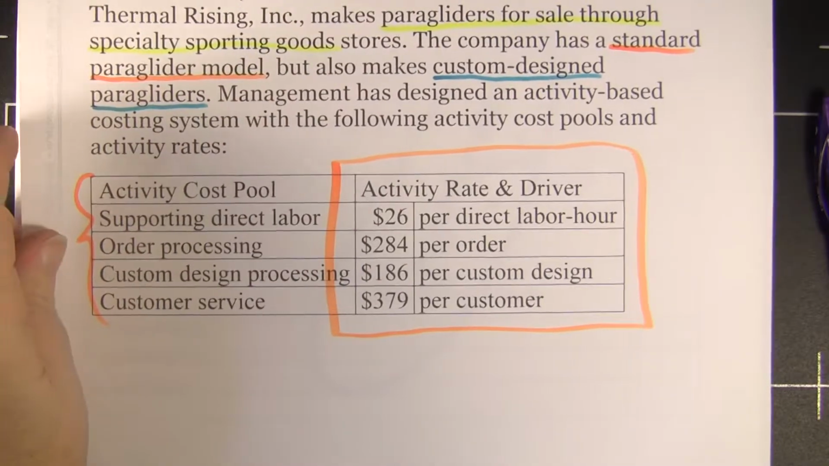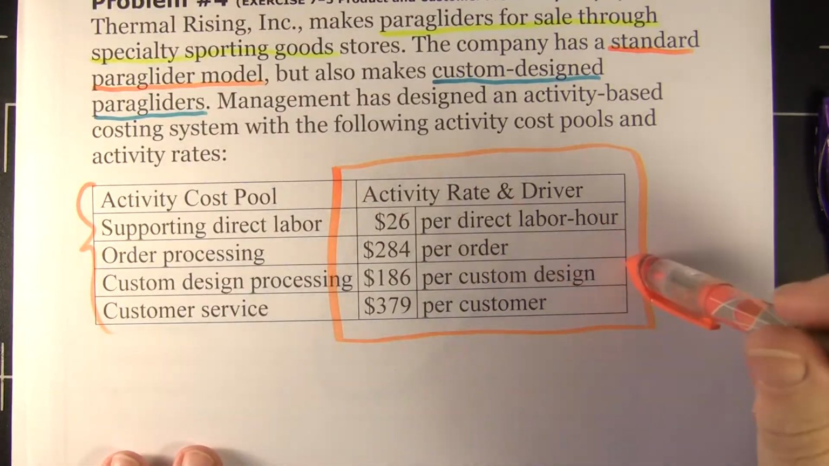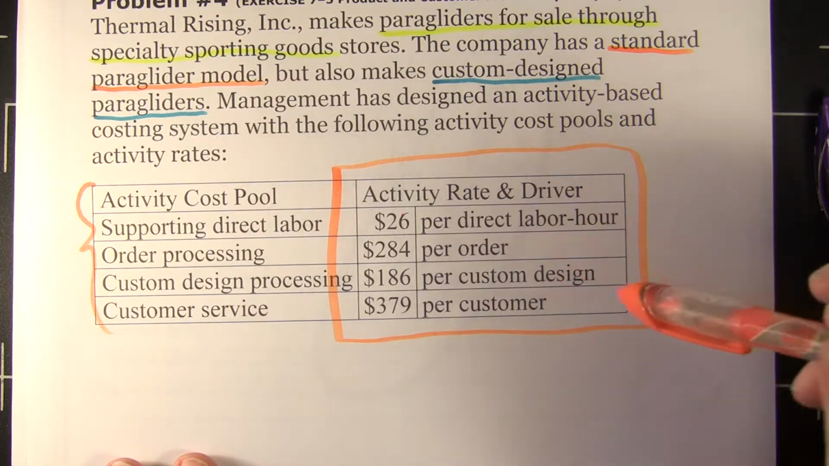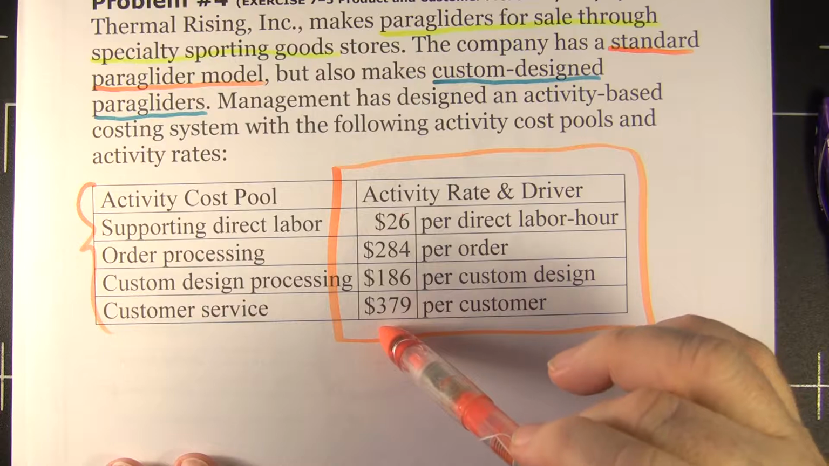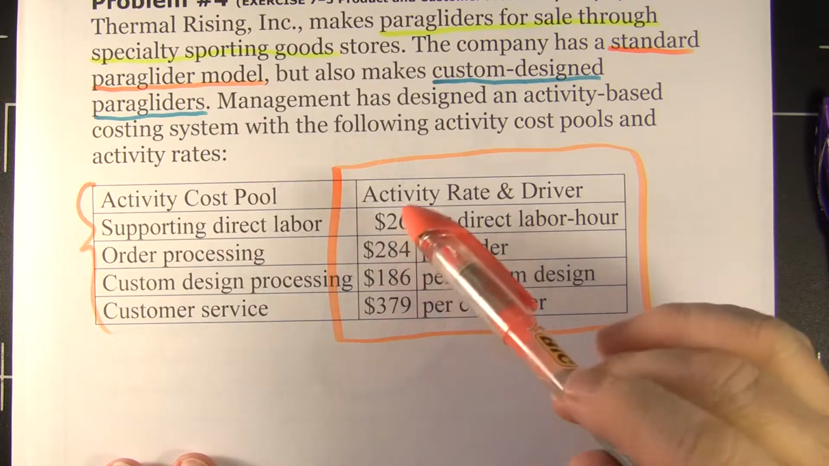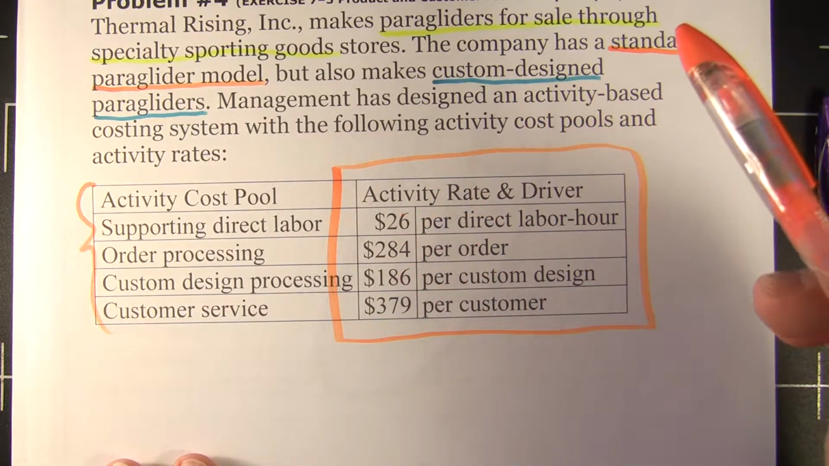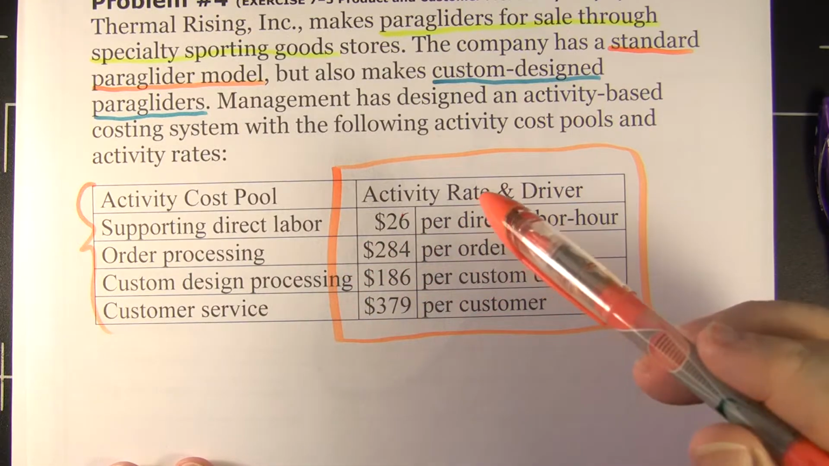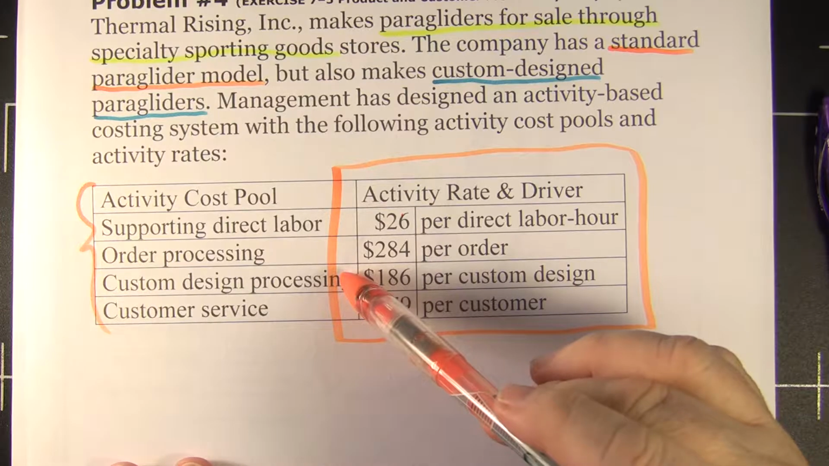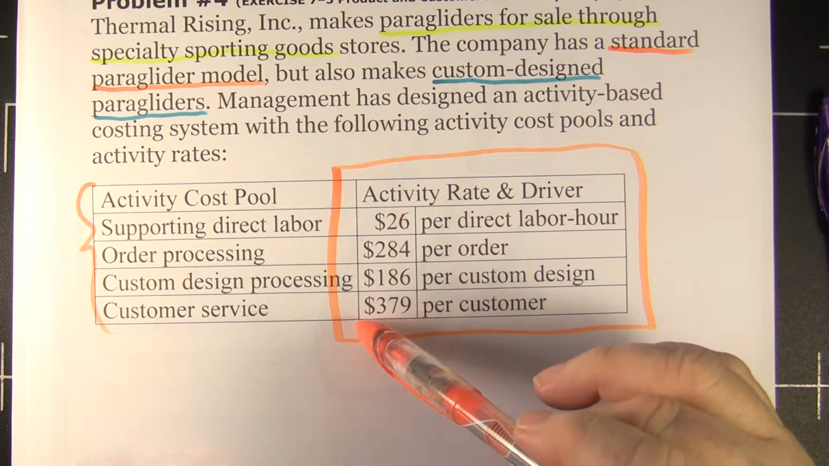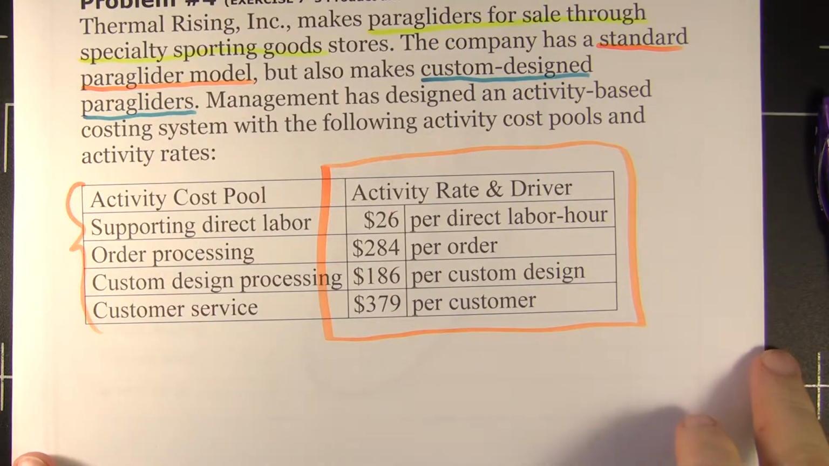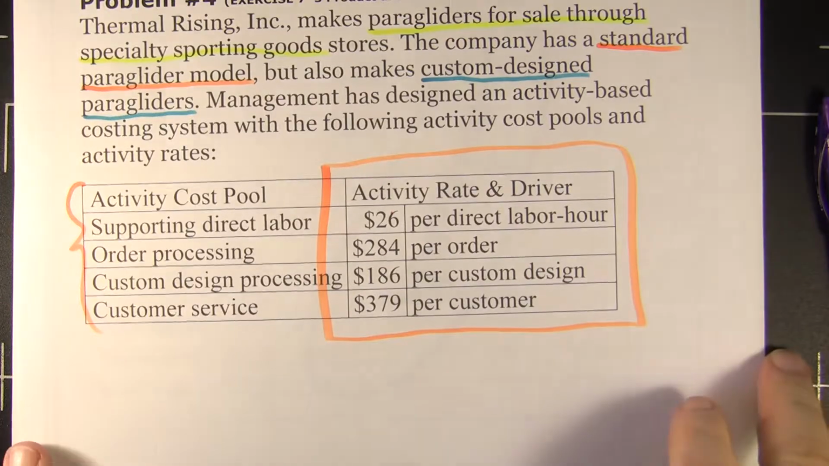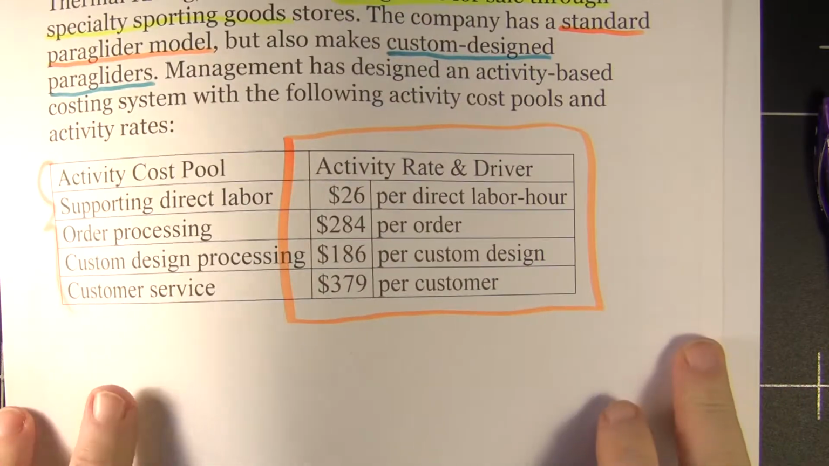There we go. The supporting direct labor is $26 per labor hour. The order processing is $284 per order. Now we're going to add that. So we have, remember, we have 3 and 20. So for order processing, we're going to have 3 and 20. For custom design, we're going to have 3. Customer service, we have 1 because it's just one customer. And the direct labor, we have 26 per labor hour per unit.